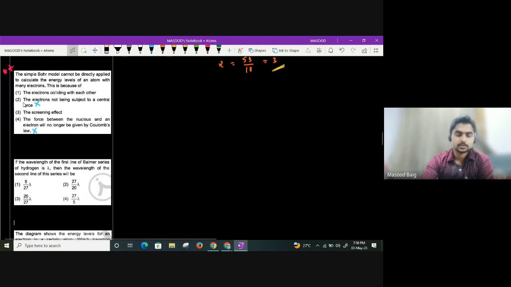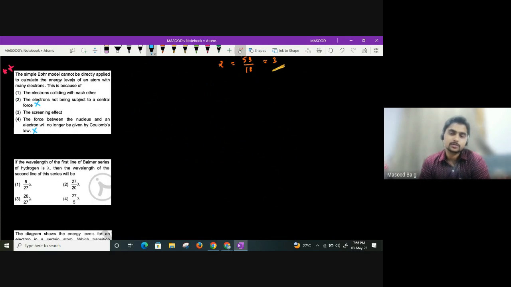Next question. If the wavelength of the first line of Balmer series of hydrogen is lambda, what is the wavelength of the second line of this series? Now, I have told you how we obtain shortest wavelength and longest wavelength. Shortest wavelength is obtained from where to where? From infinity to given state. Yes or no?